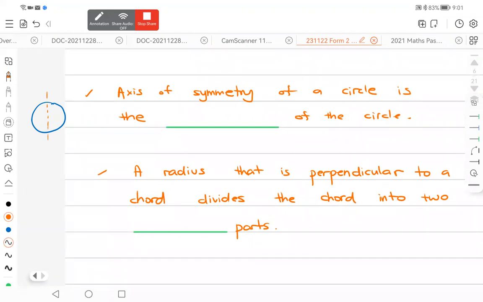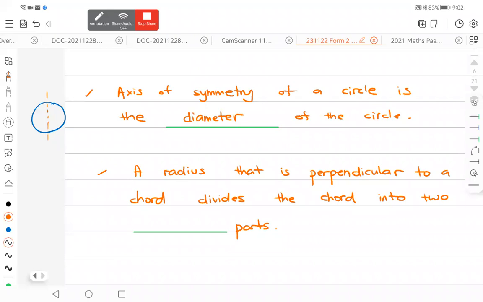What is the name of the dotted line? Diameter. So the axis of symmetry is the same as the diameter. This one you must know also. Axis of symmetry refers to diameter.